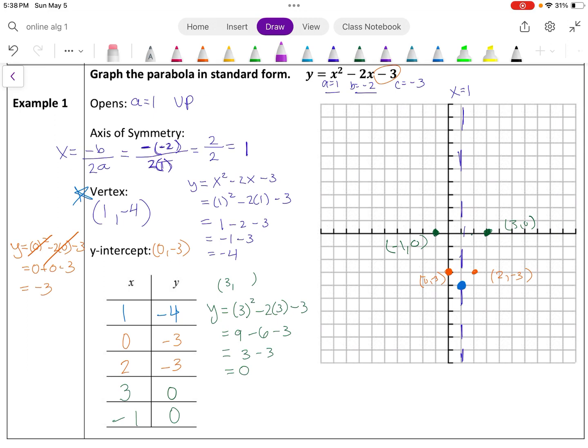So a difference from factored form is that you don't actually need your x-intercepts. We ended up finding them here, but we could have graphed this with any 5 points. Factored form, you need your x-intercepts. Standard form, you only need your vertex. Okay, so pause and take a look at all of our work. Make sure you understand where we're getting all of our numbers from.